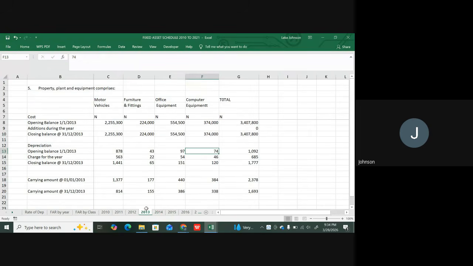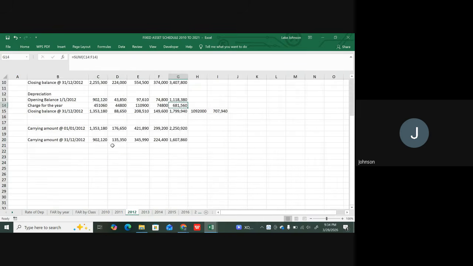I think in 2013, they started dropping three zeros because the figures became so long. So here now they're in thousands. Instead of saying this is 74,000, they now dropped three zeros. So let's see our opening balance. Our opening balance here should be our closing balance for the last time. So let's check the closing balance here.